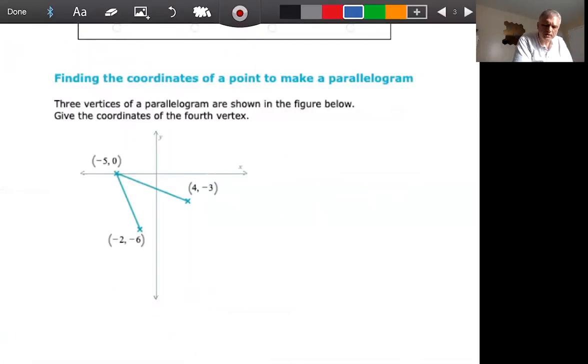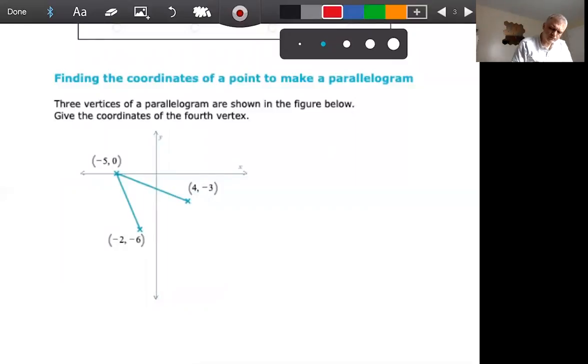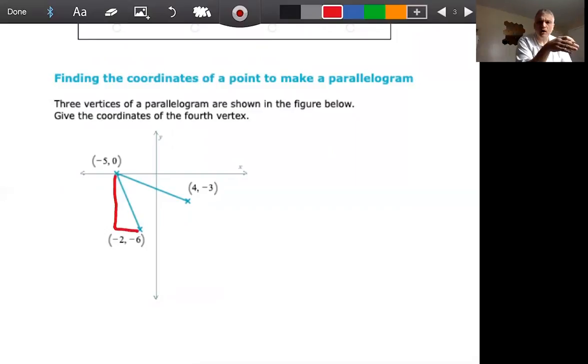Finding the coordinates of a point to make a parallelogram. In order for this to be a parallelogram, the 4th point has got to be down here somewhere, right? But where exactly is it going to be? Remember that opposite sides have to be parallel and congruent. So if I'm looking at this side here, the opposite side is going to have the same rise and the same run. It has to, because not only will they have the same slope, rise over run, but they also have to have the same distance, because they have to be congruent.